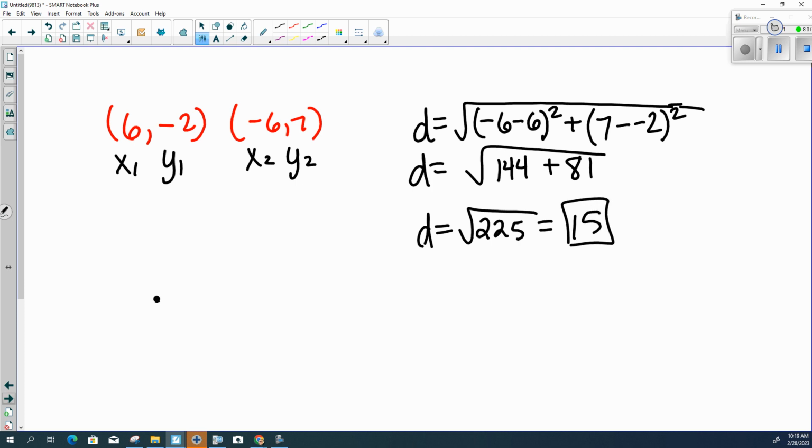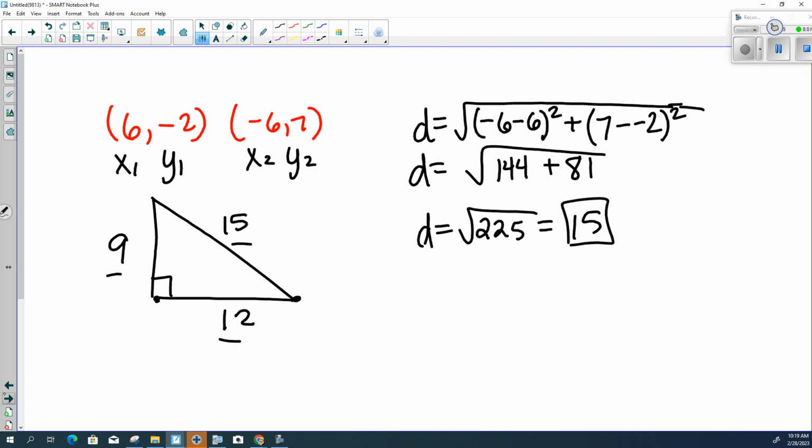So again, when I subtract my x's, I'm finding that this is 12. When I'm subtracting my y's, I'm finding this is 9. And then when I calculated my hypotenuse, it's the longest of the sides. These are called Pythagorean triples. These ones that are all 3 whole numbers, 9, 12, 15, a Pythagorean triple, which is kind of cool.